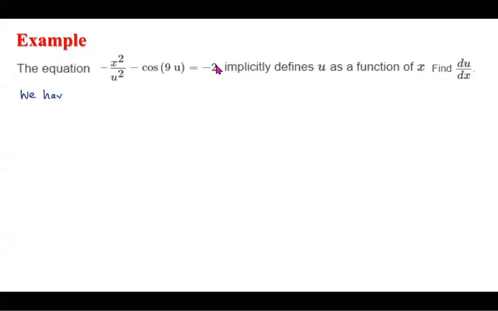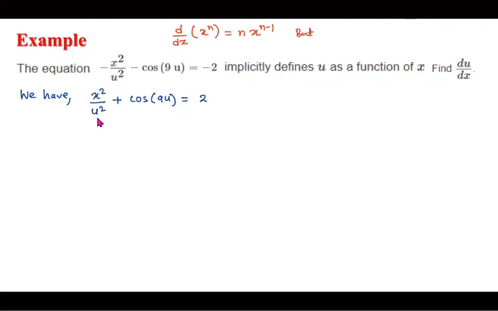So if we multiply the left-hand side by -1, it will be x squared over u squared, then plus cosine 9u equal to positive 2. So all negative becomes positive. So here we have u. So remember, if you are differentiating x, the derivative with respect to x of x to the n is n times x to the n minus 1.